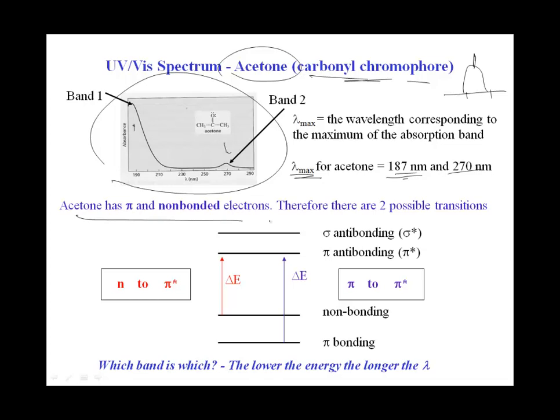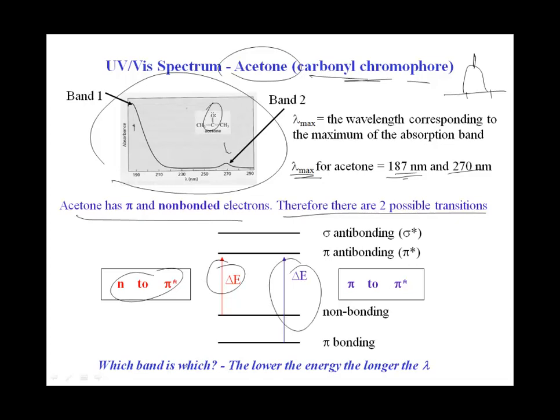So acetone, sorry, it's got pi and it's got non-bonded electrons, and the non-bonded electron is similar to the CO molecule that we've got, because it's got this CO group, hasn't it? So it's similar to that, and therefore there's two possible transitions. So you have the n to pi star, which we show here, and you have the pi to pi star, which is this one here.